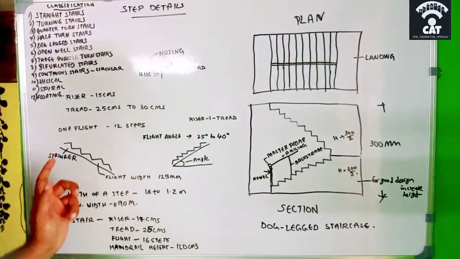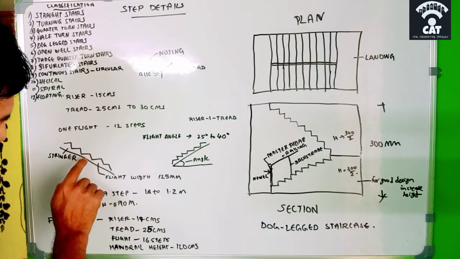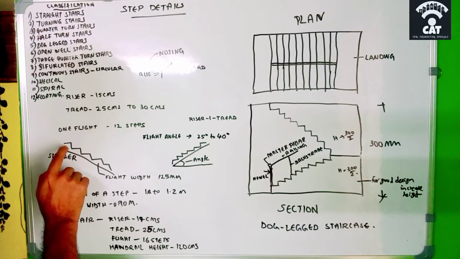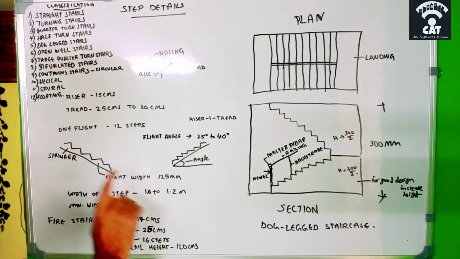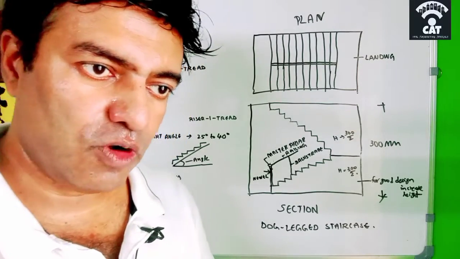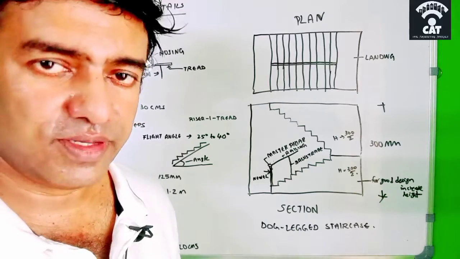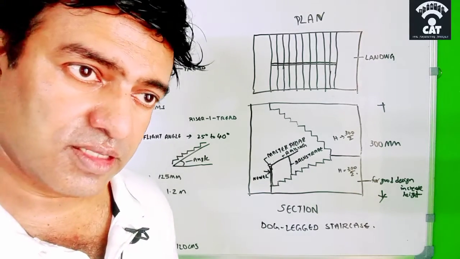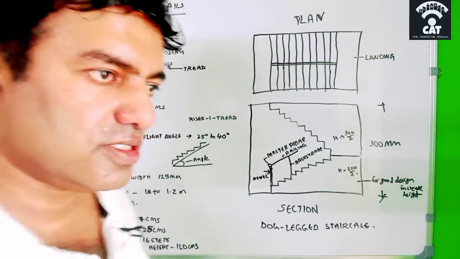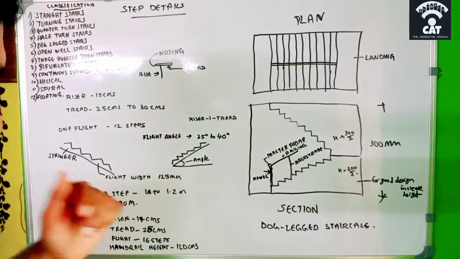And regarding this, this is the step, and the width of the flight, this area, is called the stringer. The flight width we have to provide is 125 mm. If it goes above 125 mm, the steps will become heavier, and if it goes less, then the steps will become brittle, and there is a chance for them to break. So the standard size of the flight width is 125 mm.